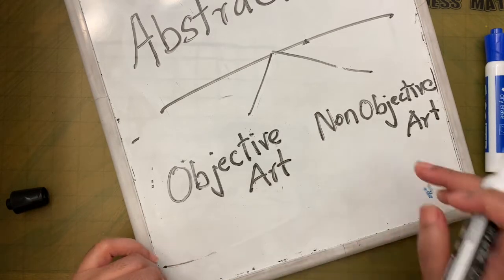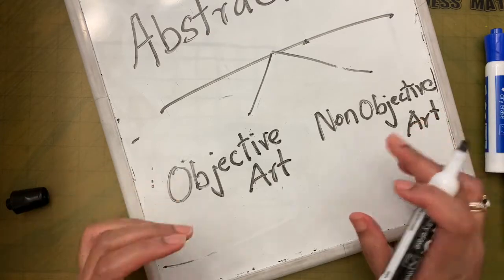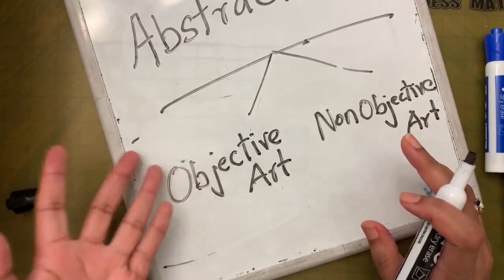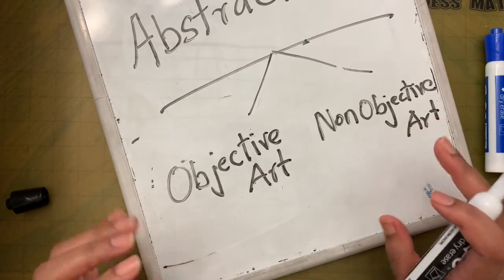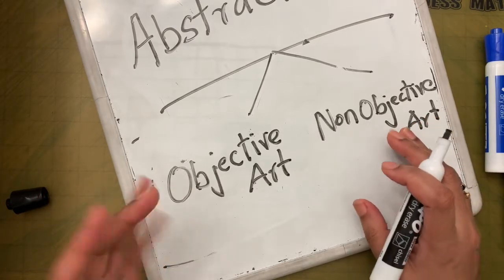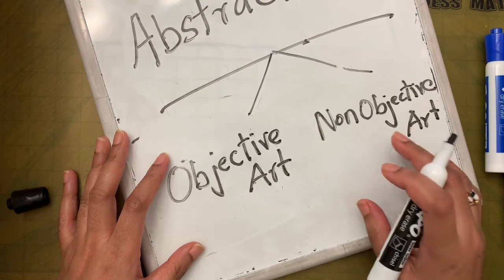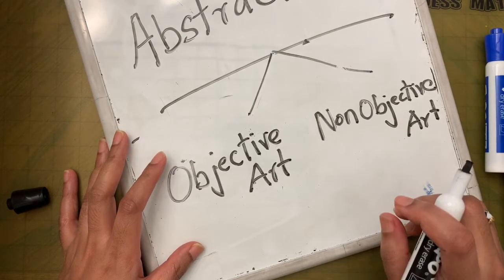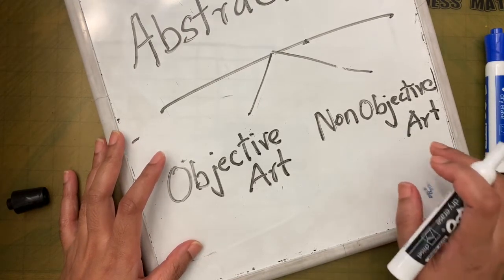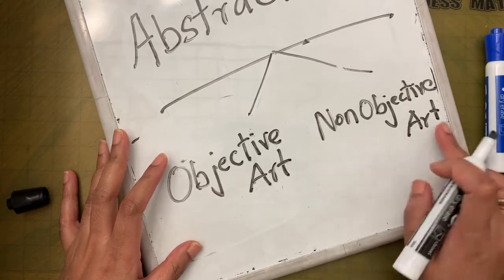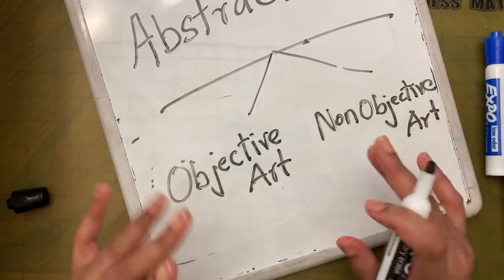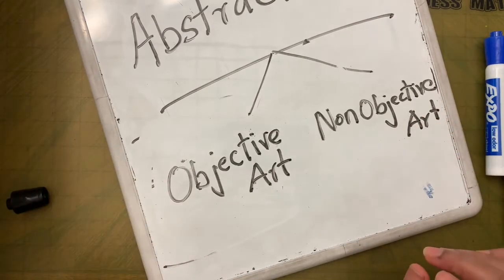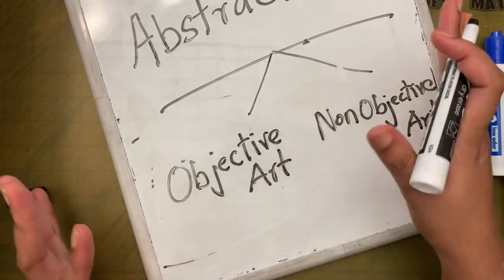Suppose you make an art using line, shape, texture, and color, and you are not able to recognize what it is. That type of abstract art is called non-objective abstract art. Okay, it is just simple lines, shapes, and other elements of art. You won't be able to recognize what it is.